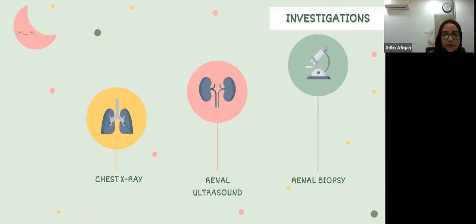Okay, for other investigations, chest X-ray might be done if we suspect the patient has cardiomegaly or pulmonary congestion. Renal ultrasound is urgent if the case is unknown, so we might find the patient has hydronephrosis or urinary tract obstruction. Renal biopsy is done if the case is not clearly defined as either pre or post renal AKI.